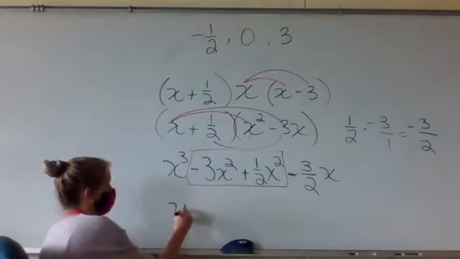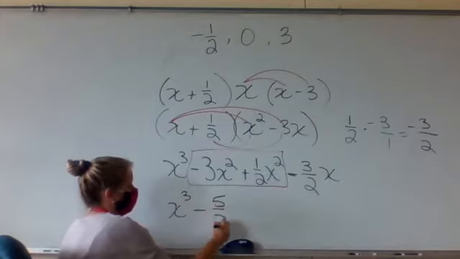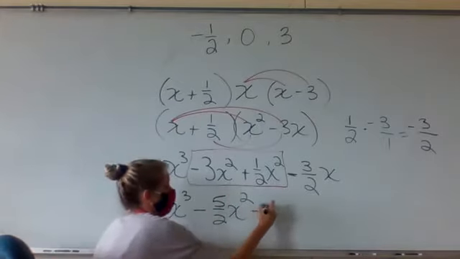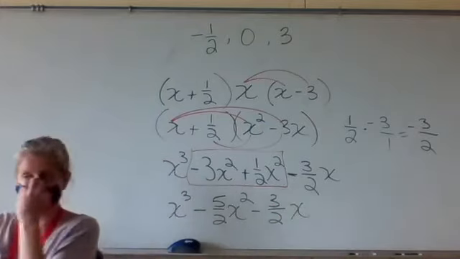So I've got x to the third. Put my x squareds together to get negative 5/2 x squared. Drop down my negative 3/2 x.